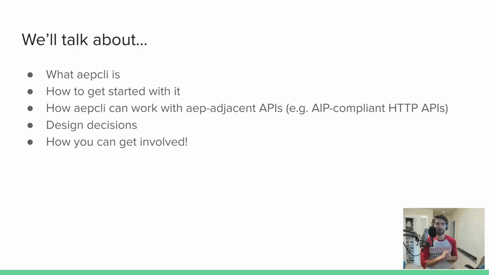Here's a little bit of a summary of what we're going to talk about. First, we'll discuss what aep-cli actually is, how to get started, and we'll go into a couple of the more interesting details around aep-cli, how we've done some work to make it work with APIs that are AEP-adjacent, some of the deeper design decisions and motivations for its design, and last but not least, how you can get involved.